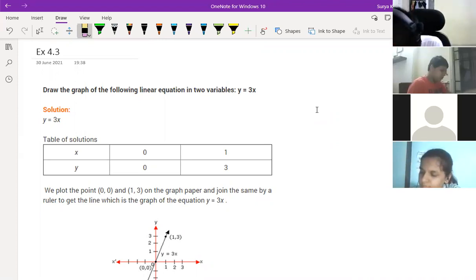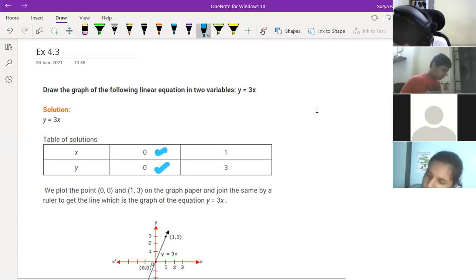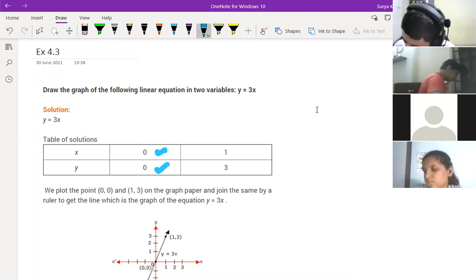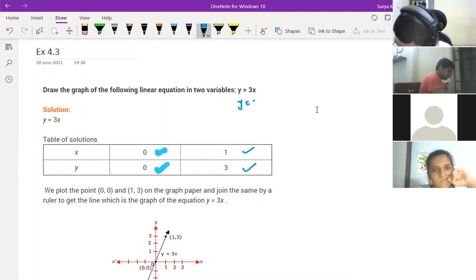See, y is equal to 3x. They are using x is equal to 0. Then what answer are they getting? y is equal to 0 only. If x is equal to 0, you're getting y is equal to 0. If you write x is equal to 1, then y is equal to what? 3. If x is equal to 1, 3 into 1, that is y is equal to 3 only.